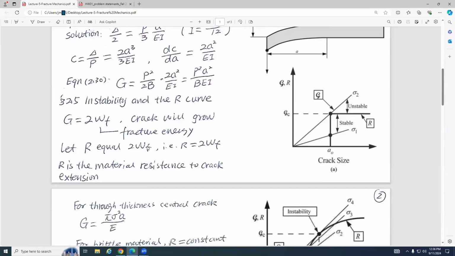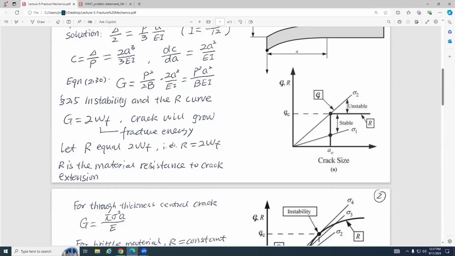Next one is instability and R curve. Instability, as the name suggests, we want to see under what condition this crack is going to grow. And after it grows, will it grow continuously, or after it grows a little bit, then it stops? So this is called instability. And R curve, R is called resistance. You can look at this curve, this is the diagram.